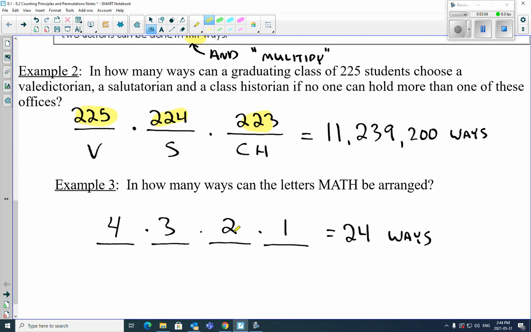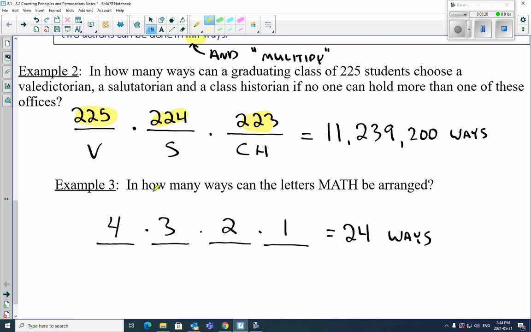Okay, here. How many ways can the letters math be arranged? So there's 4 letters in math, and we can arrange them any way we want. So the first one, 4 different ways. One of those is gone, so now you have 3, and then 2, and then 1, or 24 ways. Now you could have shortened that up by writing 4 factorial. That would have worked also.